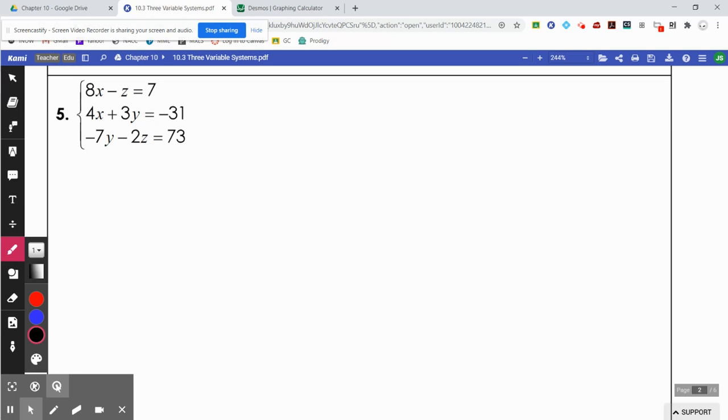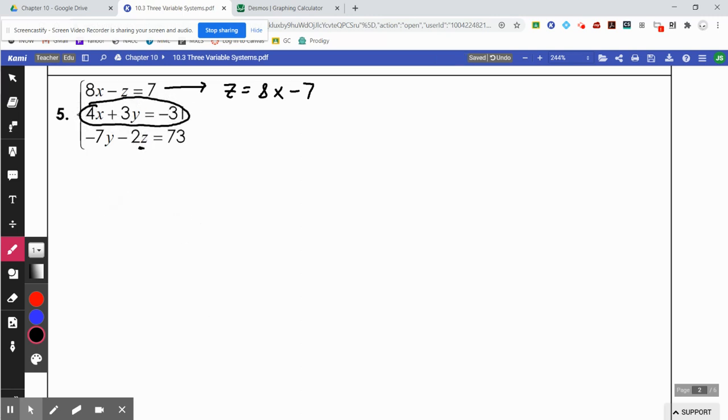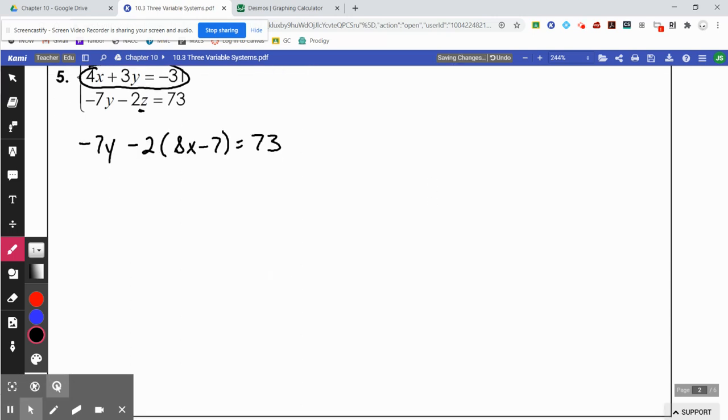There's a few different ways to work this, but the thing I notice is this is missing a y. So if you want to take these two and somehow eliminate the y, then pair it up with the other one, that would be fine. I'm going to solve it with substitution. I'm going to take my first equation and solve it for z, and that's going to be z is equal to 8x minus 7. And then in my other equations, this one I don't have to do anything, but right here I'm going to plug that in for my z value. And then once I solve that down, I should only have x's and y's left. Clean it up, and here's what you get.